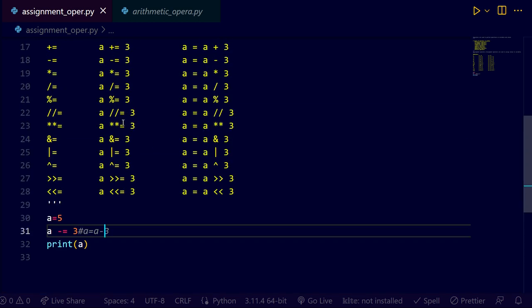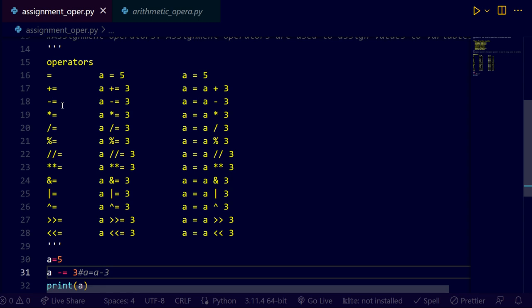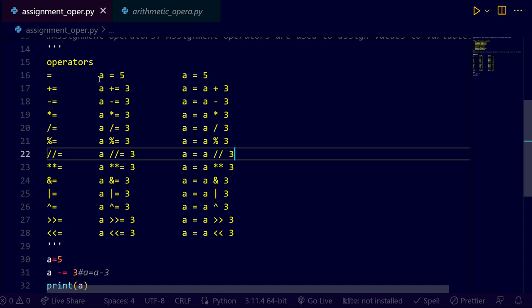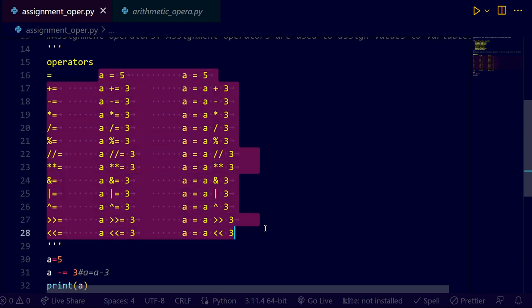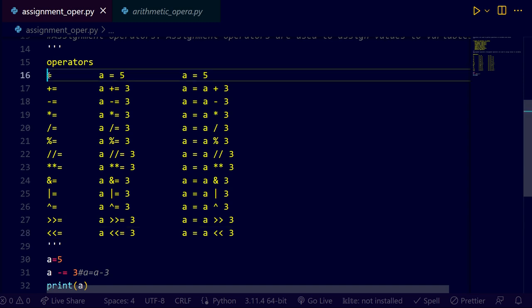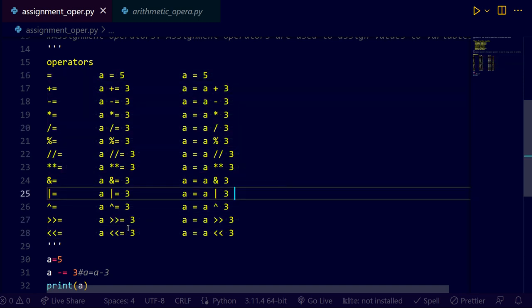So these are all things you see. I have given examples here. A minus equals 3 means a equals to a minus 3. A star equals 3 means a equals to a star 3. A divided equals 3 means a equals to a divided by 3. A modulus equals 3 means a equals to a modulus 3. A floor division equals 3 means a equals to a floor division 3. I have given the detailed explanation. So if you execute this, you get the output perfectly. So understand the concept.